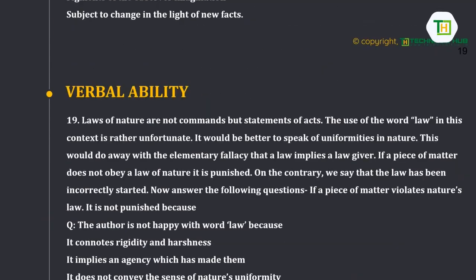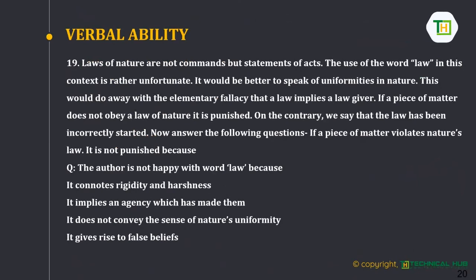Again, the next question is about being punished. If a piece of matter violates nature's law, it is not punished, because the author is not happy with the word law. Why is he not happy with the word law? Law means certain rules. The sentence says "unfortunate", which has a negative meaning, not fortunate. That means the author is not happy. Why is he not happy? That's the question here.